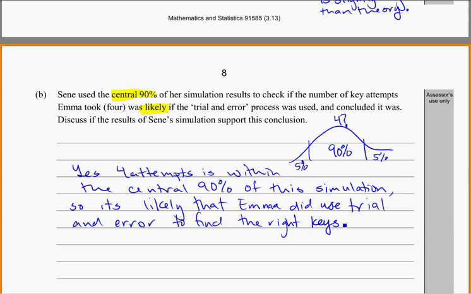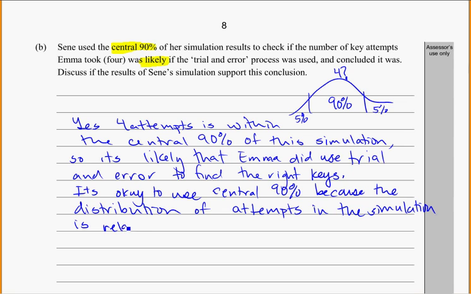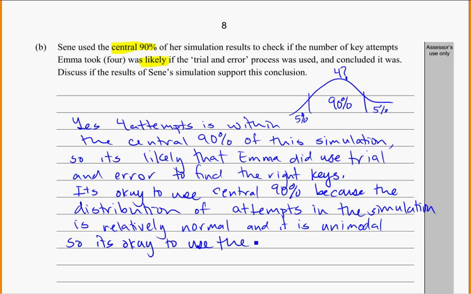keys. And we can say a few things in here as well, that making this assumption here about the central 90%, we might want to justify why that assumption is okay, and we can kind of say it's okay to use the central 90% because the distribution of attempts in the simulation is relatively normal, and it is unimodal, so it's okay to use the central 90.